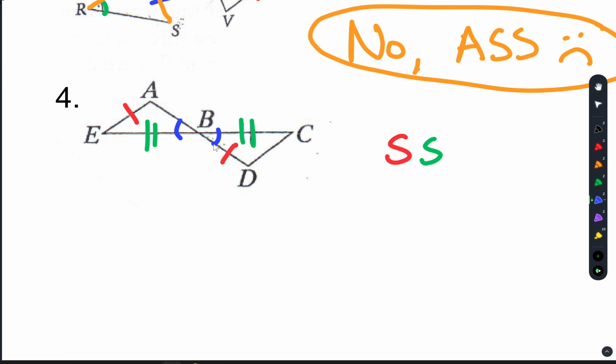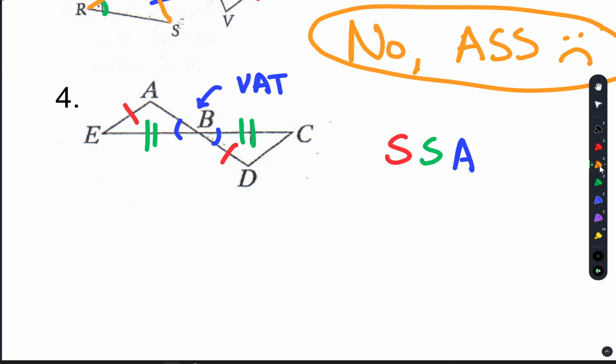Vertical angles. So reflexive is one of our most common ones that we can find. Vertical angles, probably the second most common one that we can find. So I do have that pair of vertical angles right here. Vertical angles theorem. So now I got to pay attention. What order is this in? I have two sides and an angle.